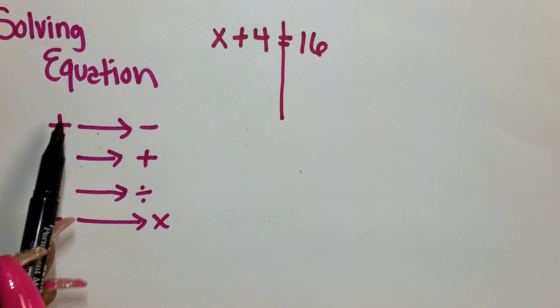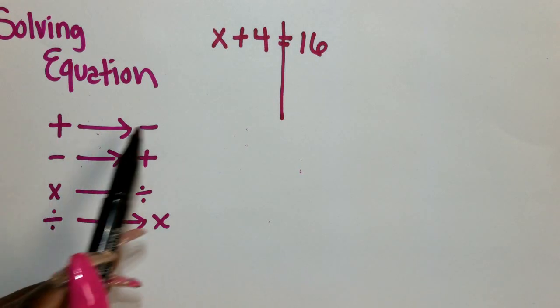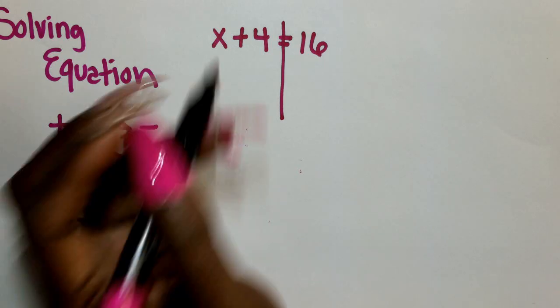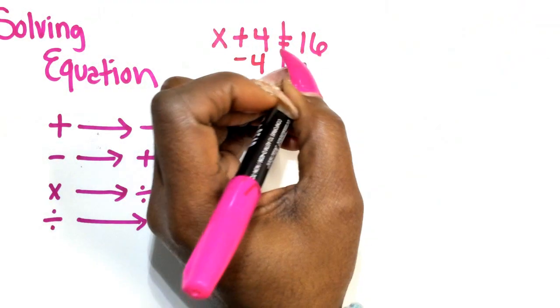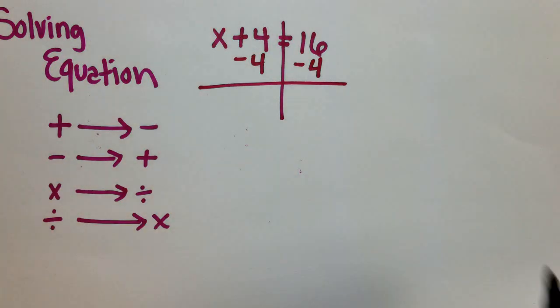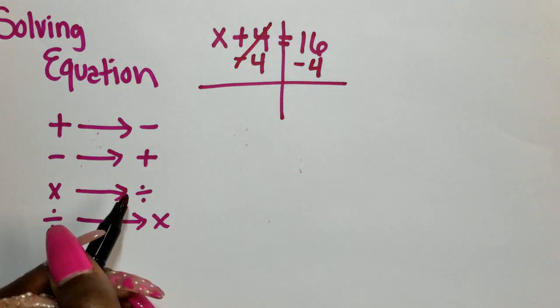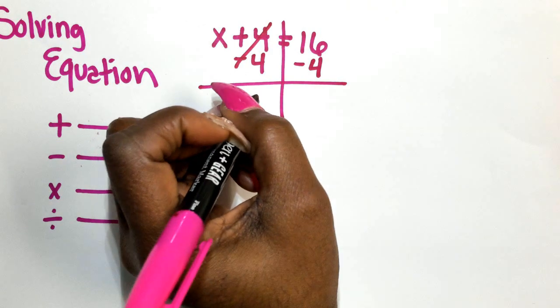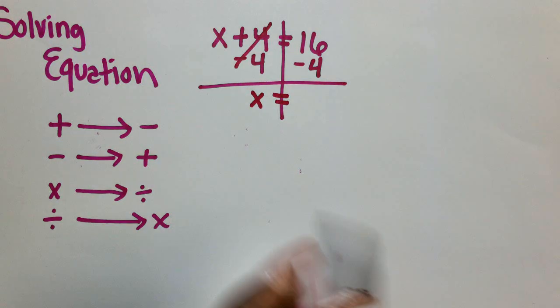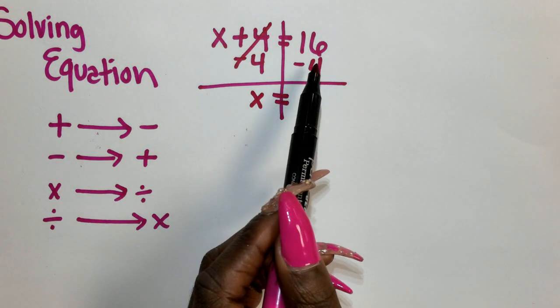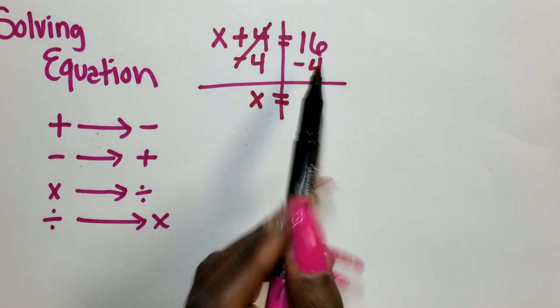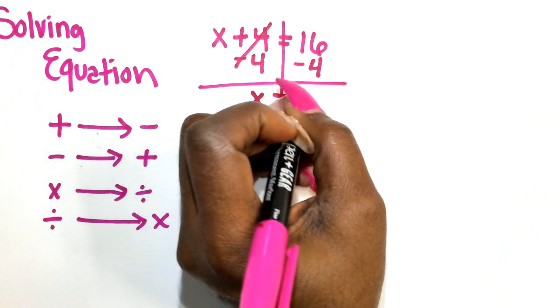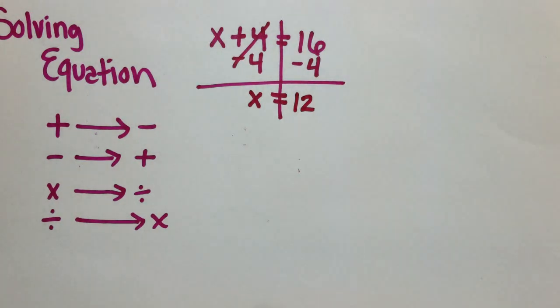Next, we need to identify my inverse. We already see what my inverse is. If I'm adding, the inverse would be to subtract. Subtract 4, subtract 4. Kind of like the inverse property that we were talking about earlier this week. Whenever I have 4 and I subtract 4, I have nothing left, so 0 pair out. So x is equal to, whatever we do to one side, we have to do to the other. 16 take away 4, I get 12. So therefore x is equal to 12.